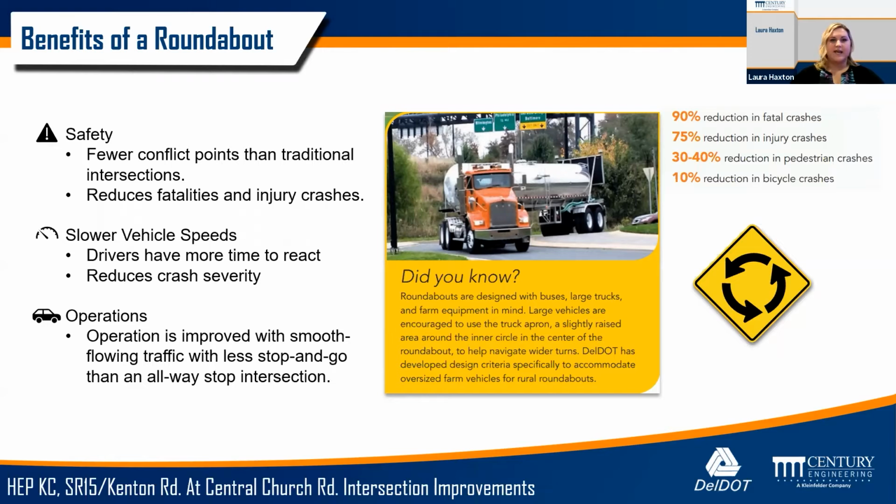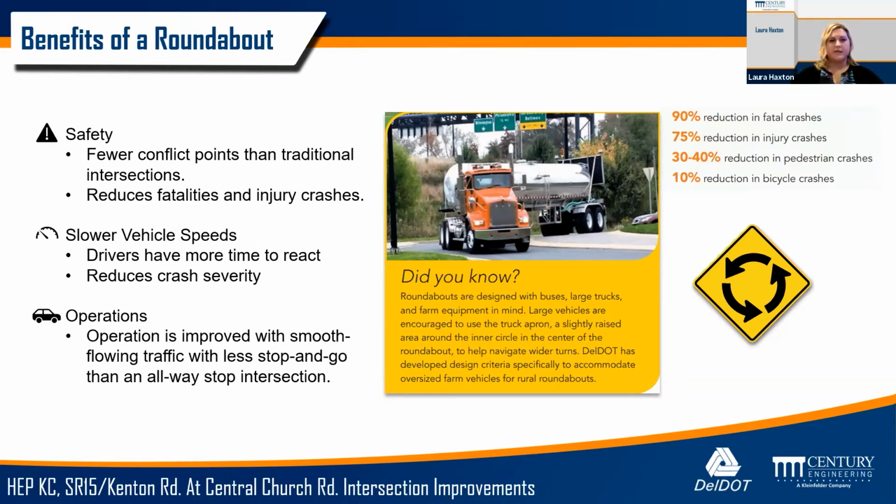Roundabouts have proven to be an excellent countermeasure in reducing highway fatalities and injuries. Roundabouts have fewer conflict points than traditional intersections, and we'll go into that in the next slide. Because of this, it increases safety of the intersection by reducing fatalities and injury crashes. Roundabouts actually use geometry and physical features to slow vehicle speeds down, which helps reduce the crash severity. And roundabouts eliminate that stop and go traffic pattern that a signal or a stop sign tends to have. So it allows for smoother operations.